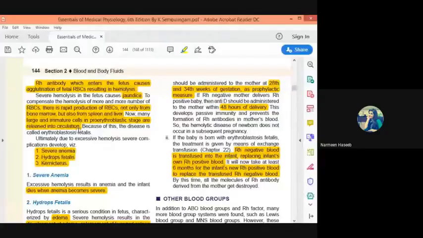Because of those pro-erythroblastic RBCs, immature RBCs, what happens in the body is severe anemia, hydrops fetalis, and kernicterus.